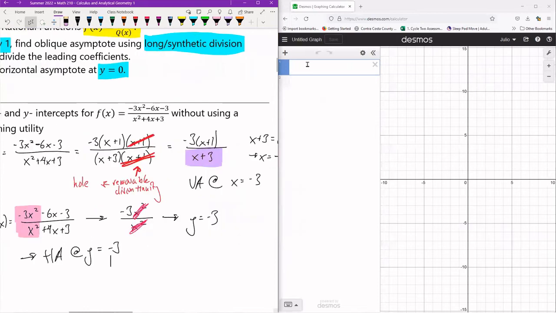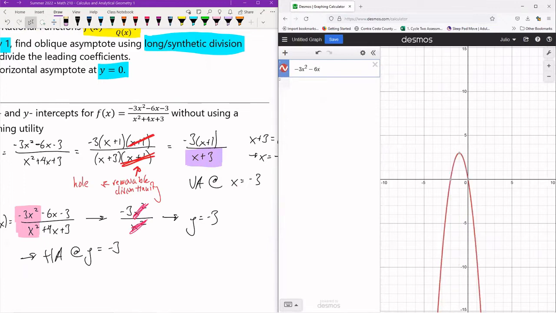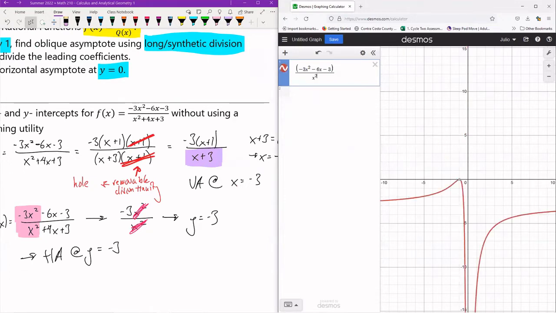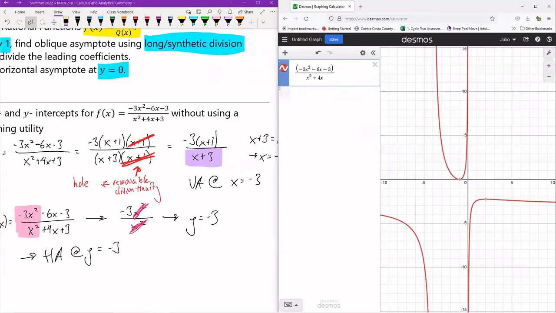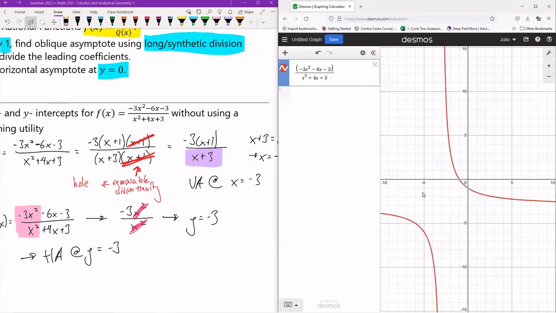Scooch this over a little bit right there. Okay. -3x squared minus 6x minus 3, all divided by x squared plus 4x plus 3. So look at what we have here.